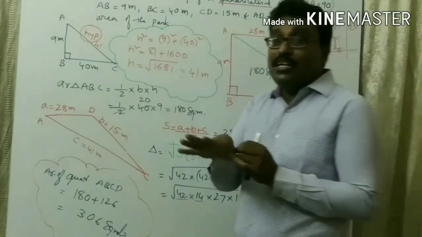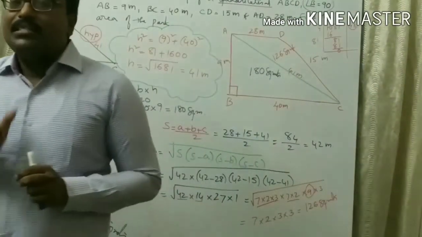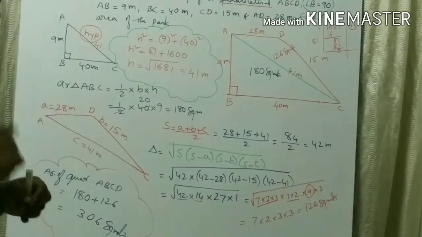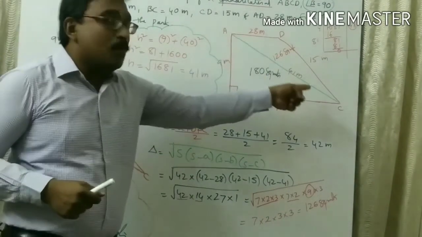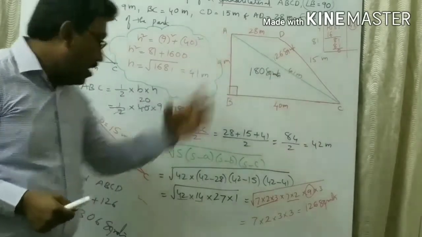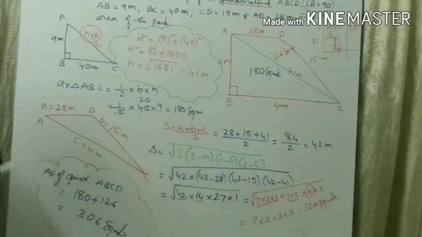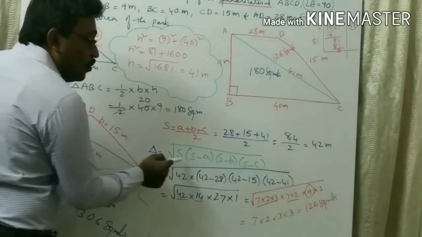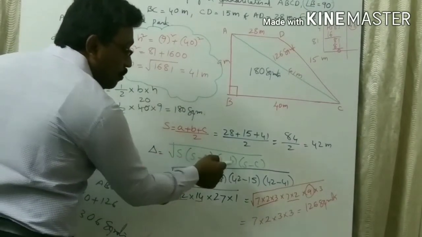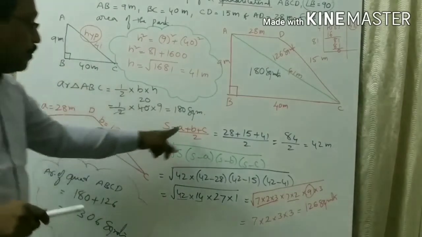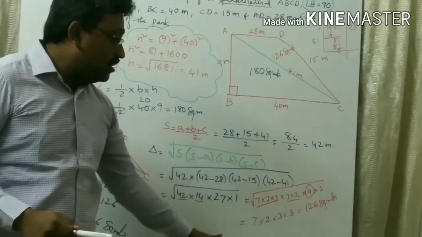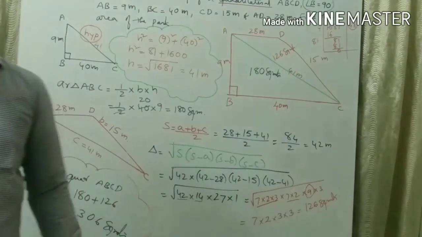What theorem did we use here? Pythagoras theorem: side square plus side square is equal to hypotenuse square. By using that formula, I found the hypotenuse, which is of course the diagonal. I substituted here. Now here I used Heron's formula, root of s into s minus a into s minus b into s minus c. What is s? It's the semi-perimeter, a plus b plus c by 2. By using this formula, I got 126.